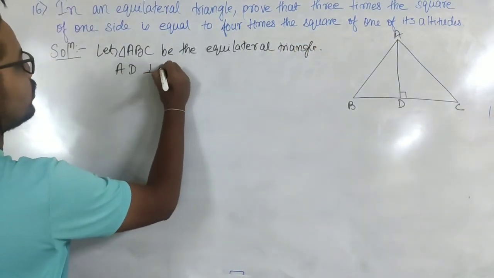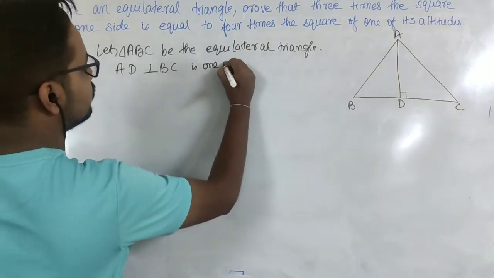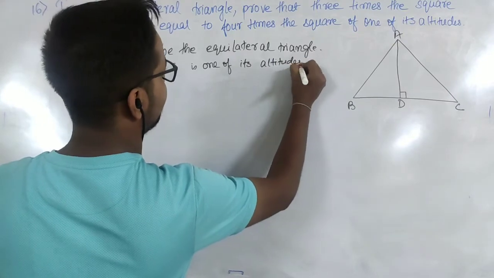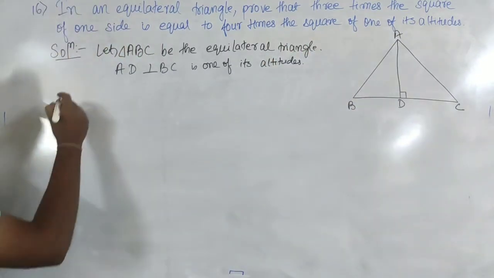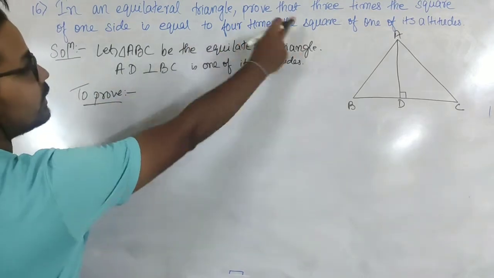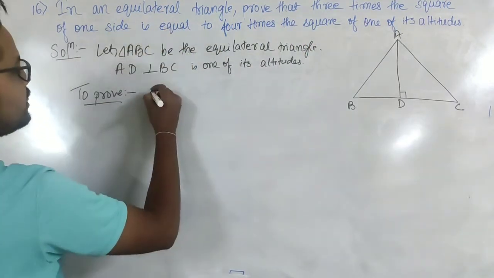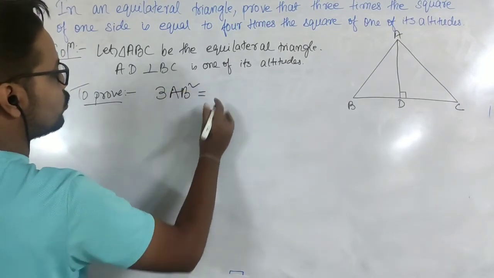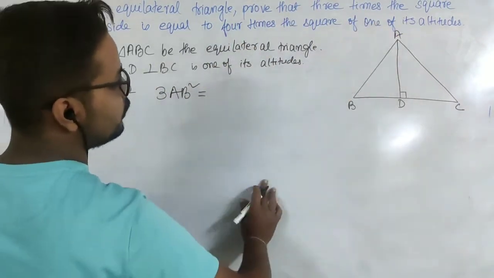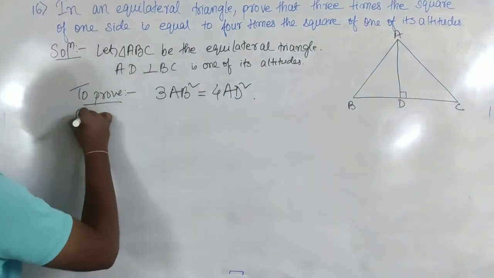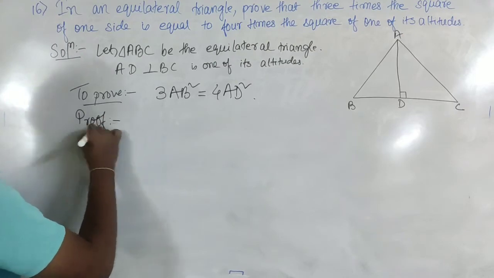AD perpendicular to BC is one of its altitudes. This is what we have done here in this diagram. Now what do we have to prove? We have to prove that 3 times the square of any one of its sides, so suppose we take AB, is equal to 4 times the square of its altitudes. That is, 3AB squared is equal to 4AD squared. This is what we have to prove. So let's start the proof.